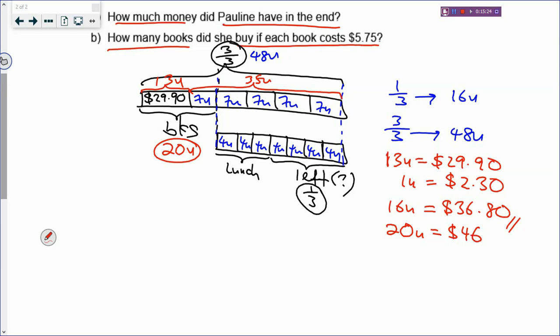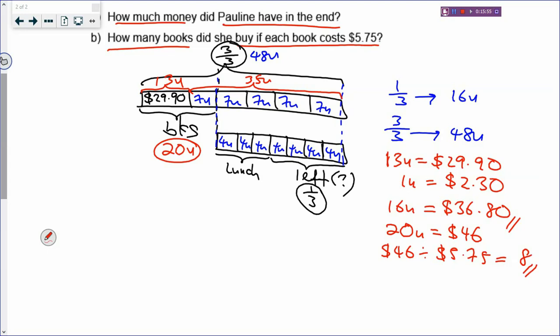And if one book costs $5.75, then how many books? So you take $46 and you divide by $5.75. Alright, so you should not get a funny number. If you get a decimal or some strange number, then you know that your answer is wrong. So let's check and see whether hopefully we don't get a funny number. So 46 divided by 5.75, and you get a very nice number, which is 8 books. So she bought 8 books, right? And that's how you draw out the problem.